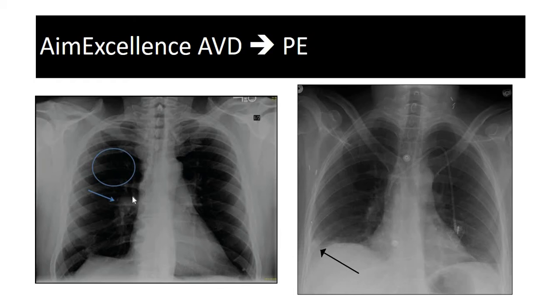This is the Westermarck sign, this is the Palla sign, and this is the Hampton hump sign. This is the Hampton hump sign, and this is the increased density. You can see a triangular density out here. This is the Hampton hump sign.